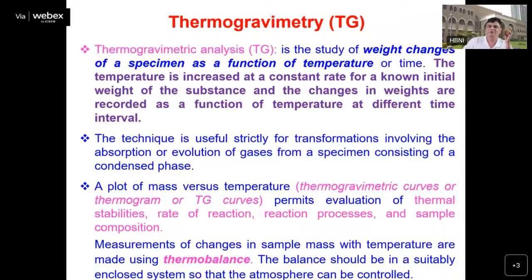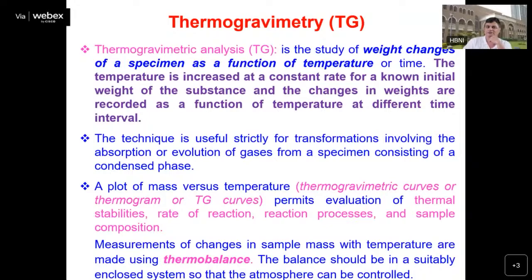Now, in this case, what is happening? The temperature is increased at a constant rate for the initial weight of the substance, and the changes in weight are recorded as a function of temperature at different time intervals. This technique is useful strictly for transformations involving the absorption or evolution of gases from a specimen consisting of a condensed phase.